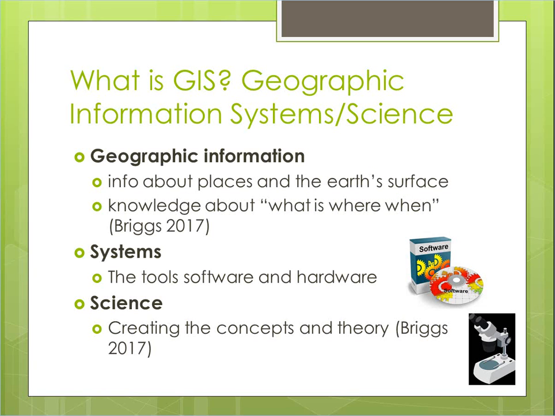So what is GIS? It's also known as Geographic Information Systems or Geographic Information Science. So let's break this up. Geographic information, what is it? Basically, it's information about places and the Earth's surface. It's knowledge about what it is, where it is, and when it is. All of these things are important in GIS, especially the when becomes important, as data becomes redundant very quickly.